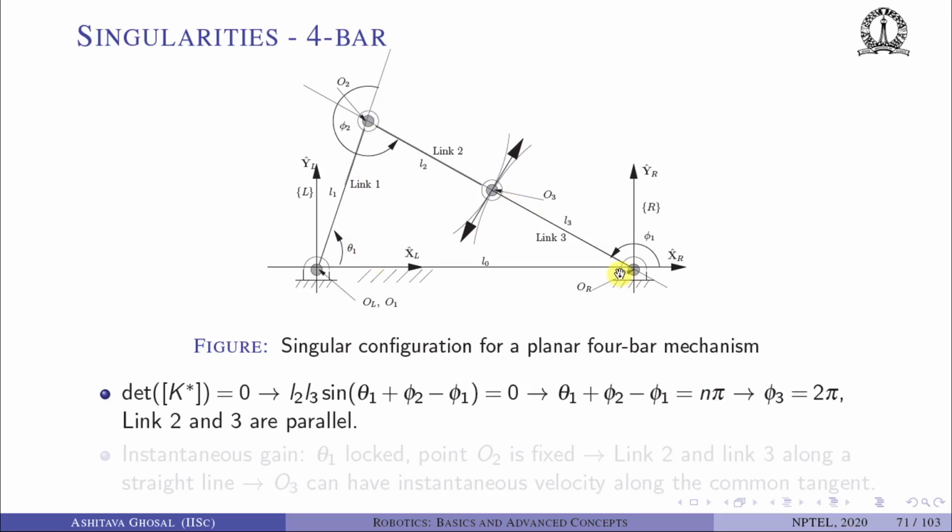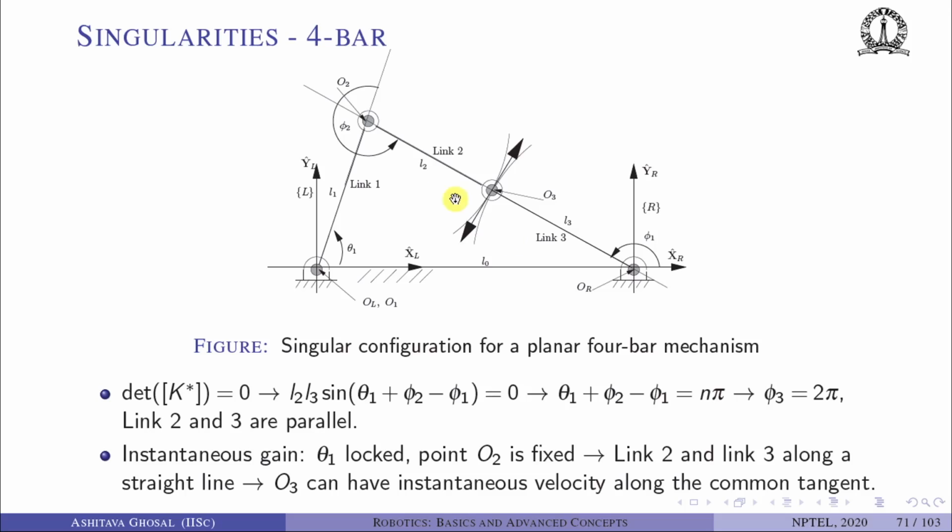Okay, so this is what determinant of K star equal to 0 means as far as the geometry of the configuration of the 4-bar mechanism is concerned. With theta 1 locked, this second joint is also locked, right? So O2 is also fixed. But link 2 and link 3 are along a straight line with a joint in between.